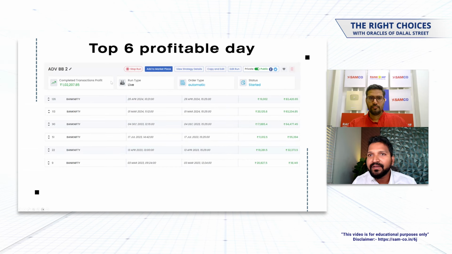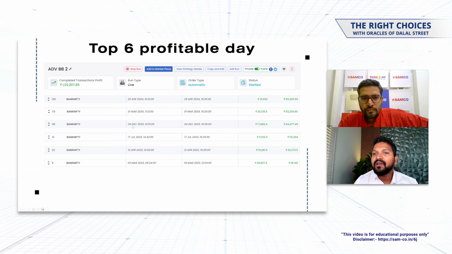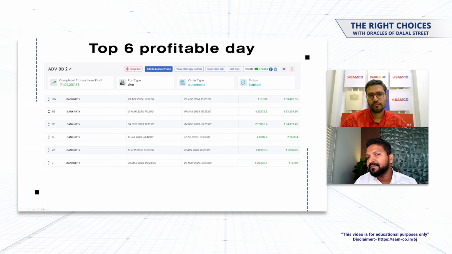So these are the biggest profits the strategy has made in the past 18 months. We can see on 29th April, it was able to make 19,000 rupees for just 2 lots. And on March 1, 2024, it made 20,000 rupees for just 2 lots. On 4th December, it made 17,800. On 17th July, 11,000 rupees. On 13th April, 19,000 rupees. And on 3rd March, 20,000 rupees of profit. Altogether, if you sum it, you're going to get near 1 lakh, 1 plus lakh.